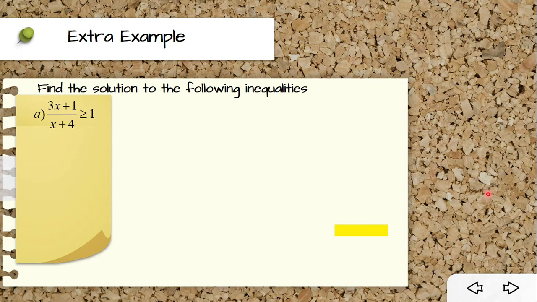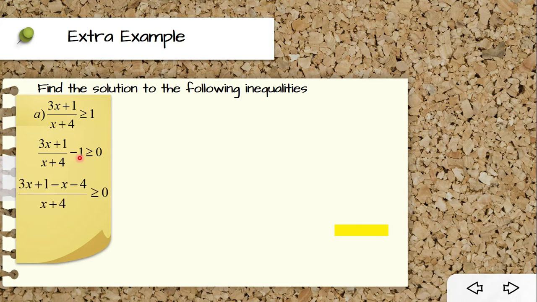And now we go to an extra example. Find the solution to the following inequalities. The question is (3x + 1)/(x + 4) ≥ 1. To solve this one, make sure the right hand side becomes 0. So bring 1 to the left hand side. It becomes (3x + 1)/(x + 4) - 1 ≥ 0.